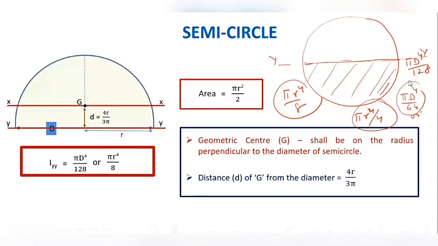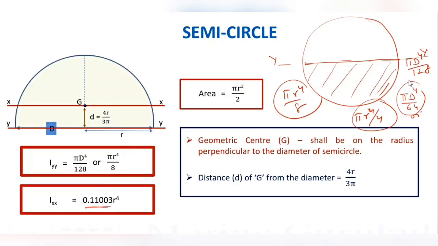And the fraction that you get is very easy to remember. It's 0.103 r raised to power 4. So you remember this expression about xx, it will be 0.103 r raised to power 4. That will be the moment of inertia of the semicircle about an axis passing through its centroid and parallel to the diameter. So guys, is the identification of axis for semicircle clear now? Yes or no?